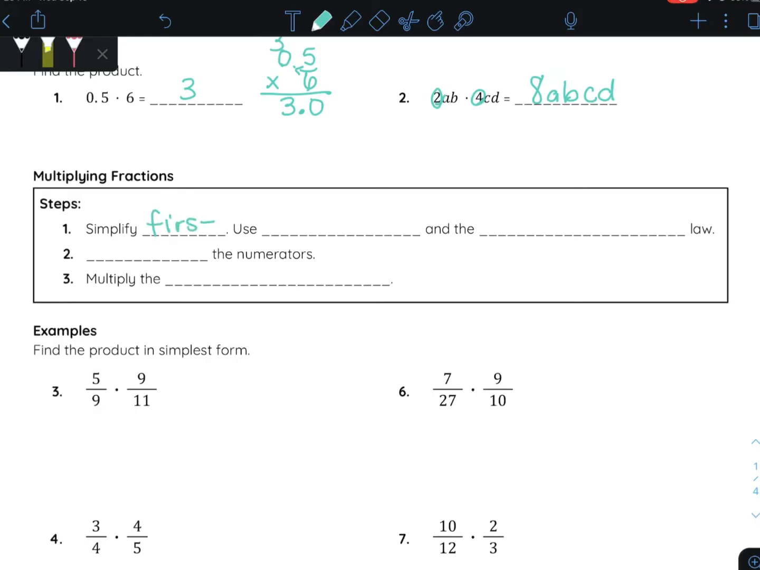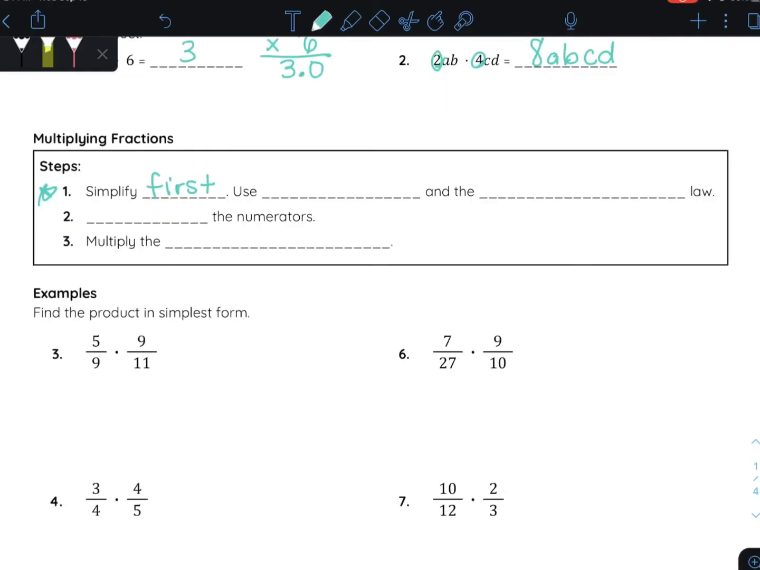Simplify first. You don't have to, but I highly recommend this step. Okay? So what you want to do is use factoring and the commutative law. What I mean by that is that you can change the order of things when you're multiplying. So like 5 times 6, for example, is the same as 6 times 5. That's what the commutative law means, okay?